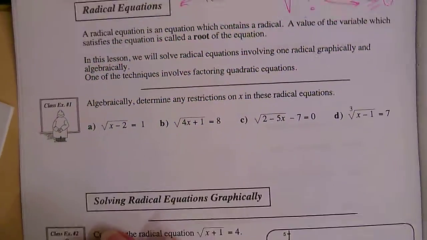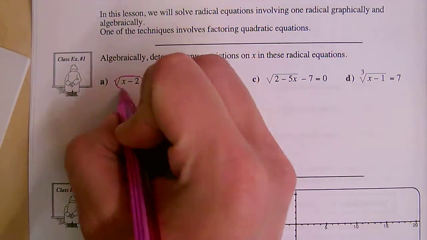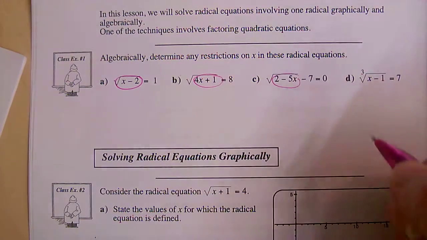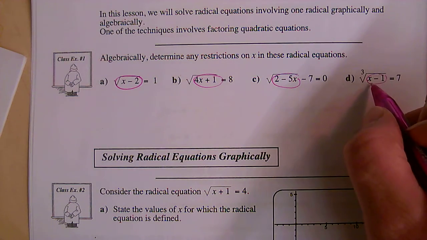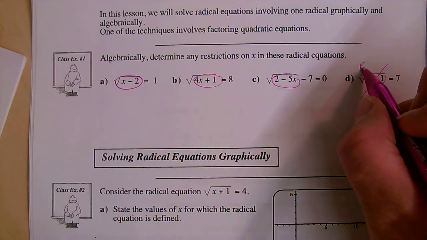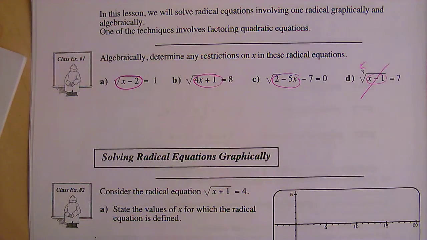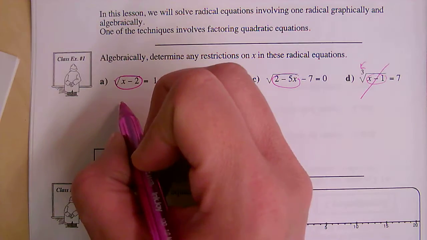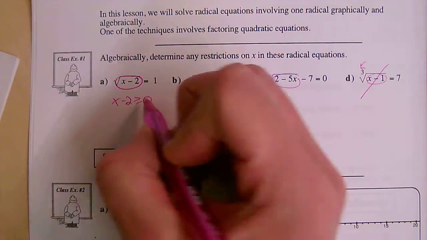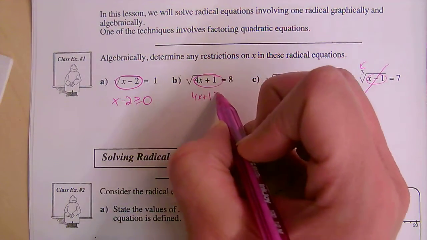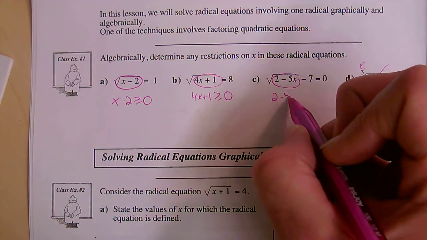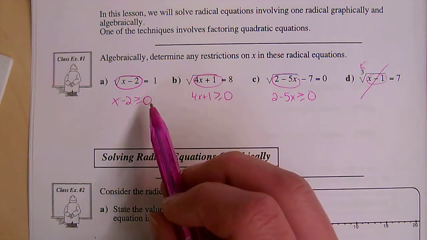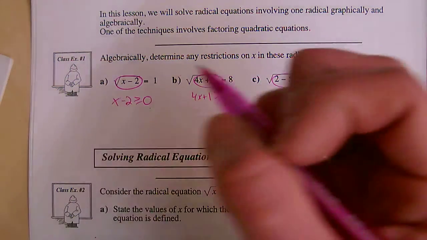Okay, so here I think we did this one, but we'll just go quick. So if I'm looking for any restrictions, I only care about what's under the radical sign. And we talked about how there are no restrictions here because of this odd index. These ones I do care about because they're even indexes. So this one, we just set x minus 2 greater than or equal to 0, 4x plus 1 greater than or equal to 0, 2 minus 5x greater than or equal to 0. So that's the first step. Set it greater than or equal to 0, and then solve.